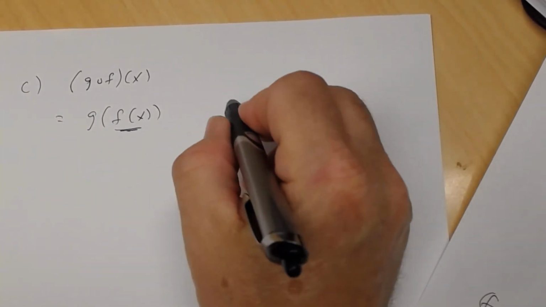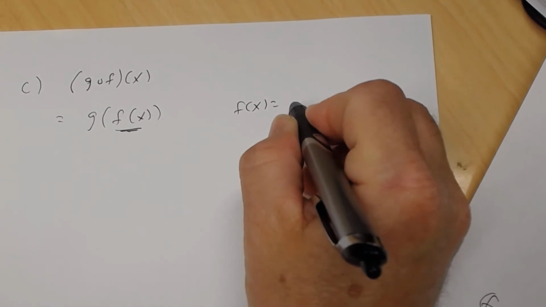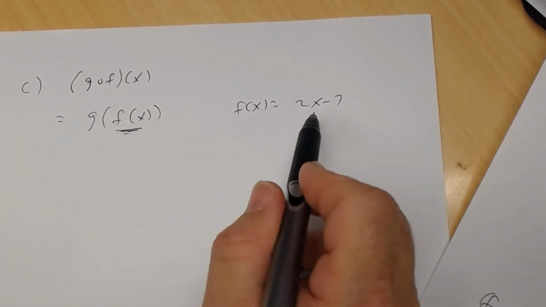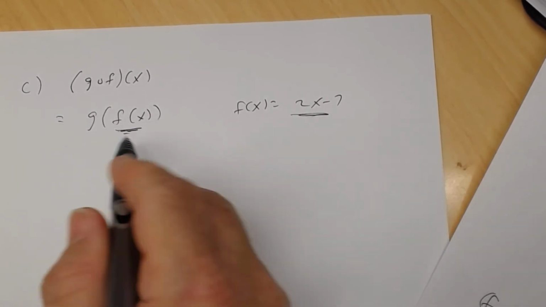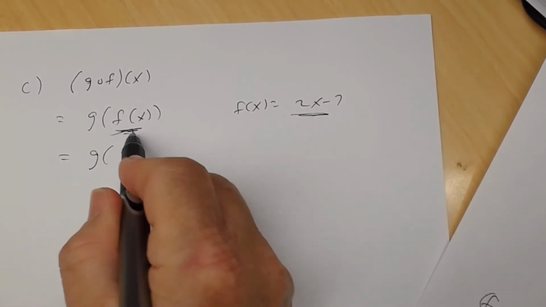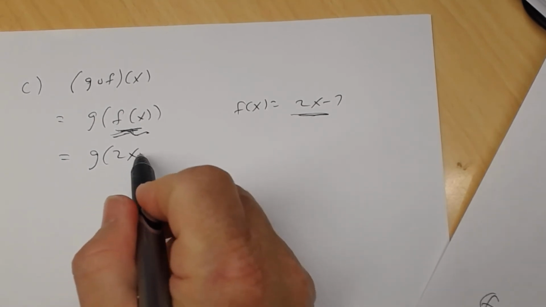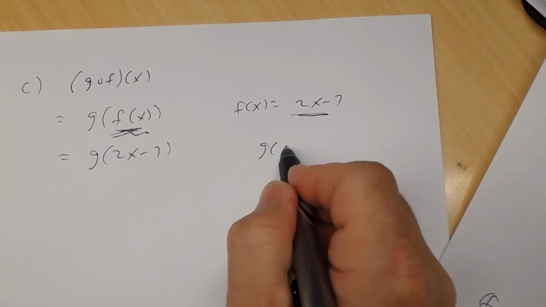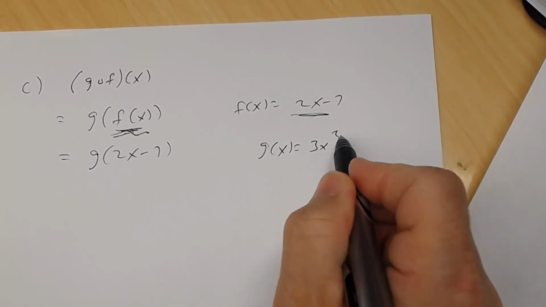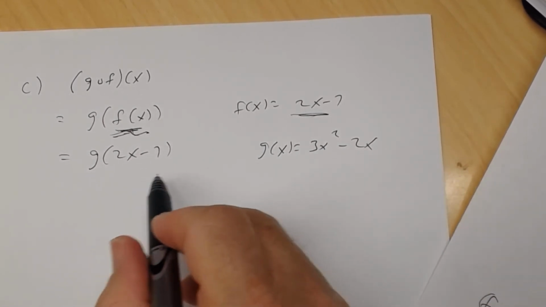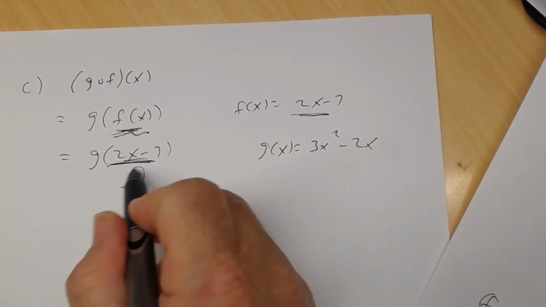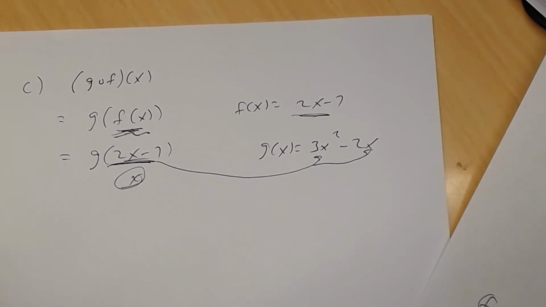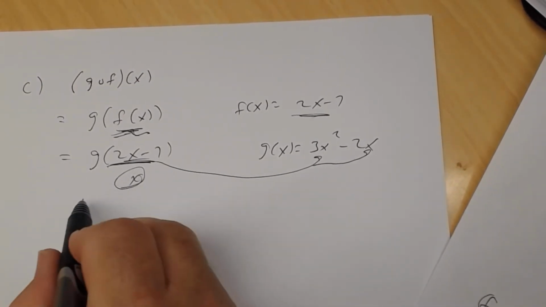Well, first, f of x equals 2x minus 7. That's what f of x equals. So in place of this, I'm going to substitute 2x minus 7. So this becomes g of, and we're replacing f of x with 2x minus 7. And so now I go to my function g, and remember g was this quadratic. That says wherever I see the variable x, I'm going to substitute 2x minus 7.